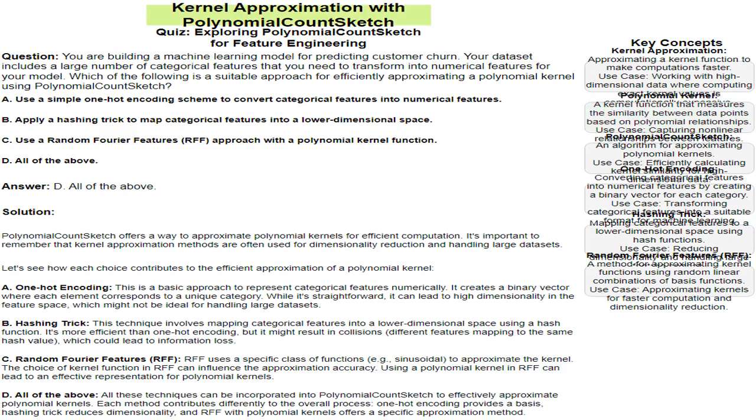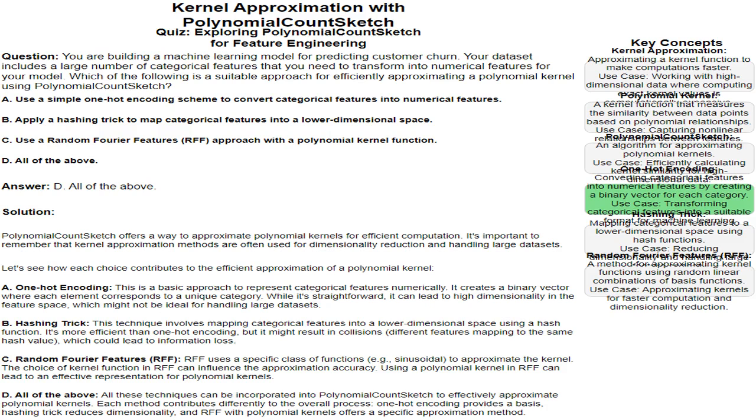Polynomial count sketch. An algorithm for approximating polynomial kernels. Efficiently calculating kernel similarity for high-dimensional data. One-hot encoding. Converting categorical features into numerical features by creating a binary vector for each category. Transforming categorical features into a suitable format for machine learning models.